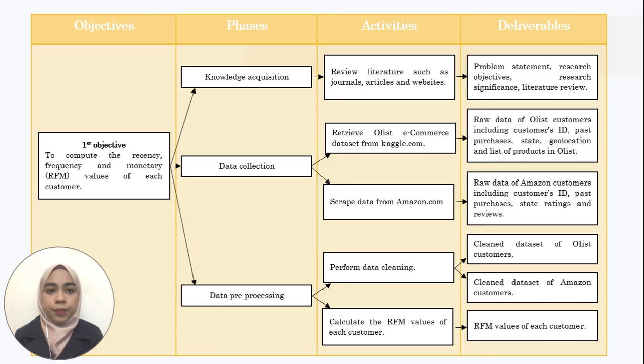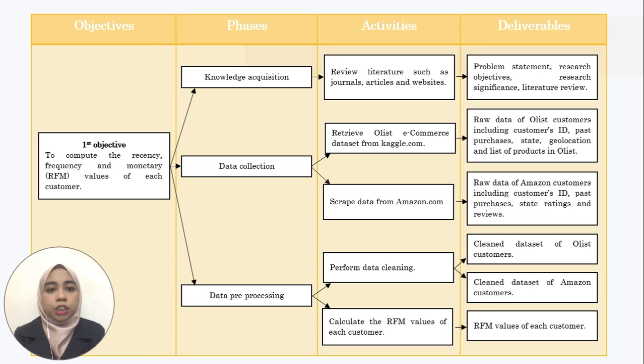For the first objective, the phases involved are knowledge acquisition, data collection, and data preprocessing. For knowledge acquisition, the activity to be carried out is to review literature from journals, articles, and websites. By doing so, the problem statement, research objectives, research significance, and literature review can be written.